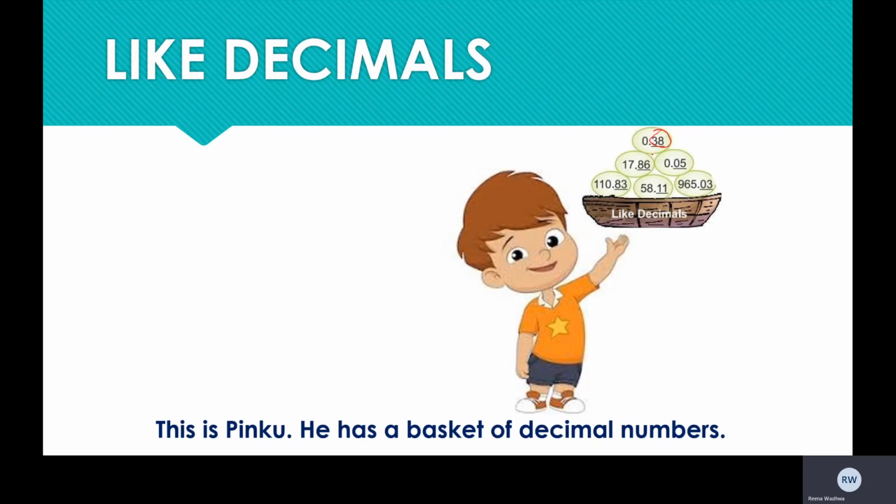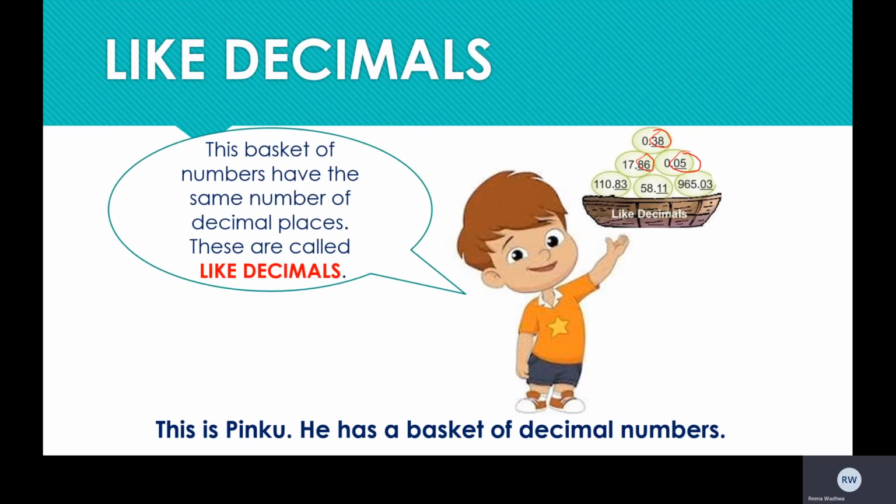0.38, it has 2 digits. 17.86, it has again 2 digits after the decimal. Next, it has again 2 digits, that is 0.5, and so on. This basket of numbers have the same number of decimal places. These are called like decimals.